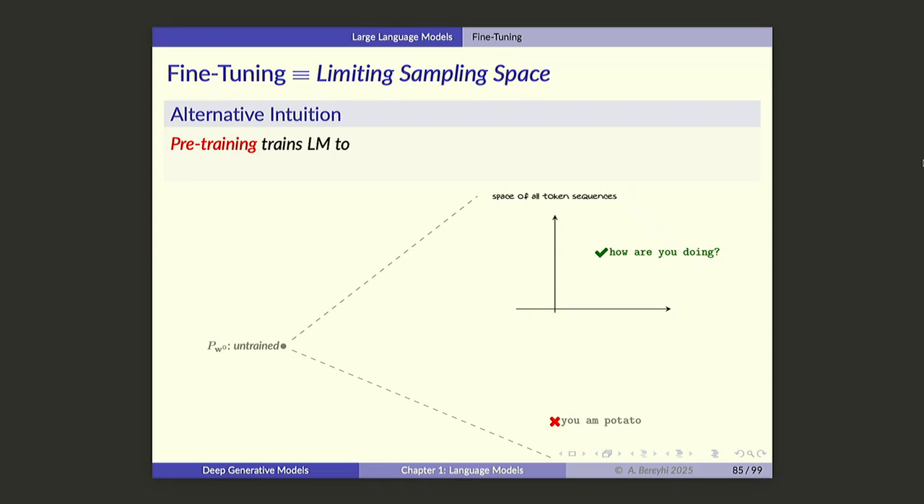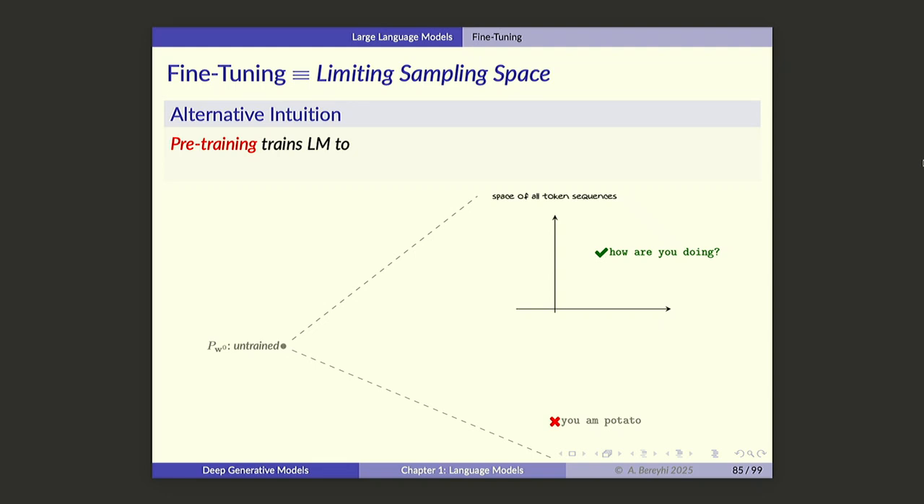What it means is, again, I have a space here for you, and this is again not a two-dimensional space. I'm thinking of the space of possible token sequences. Any sequence of tokens could happen in this huge space. So one token sequence could be, "how are you doing?" This is a right token sequence, but another could be "you am potato." This is just randomly generated. "You" has nothing to do with "am," "potato" has nothing to do with the others. But all of them are sequences of tokens.